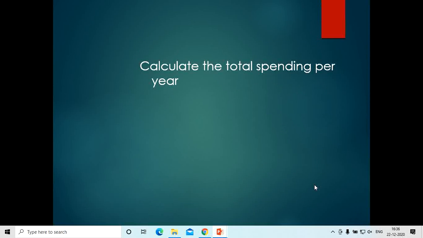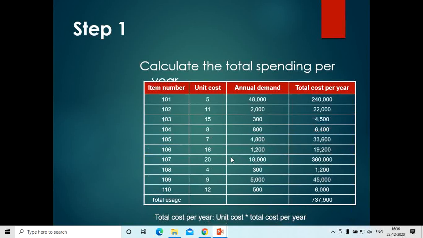So let us now go for step number 1. Step number 1 is to calculate the total expenditure per year. How do we get the total expenditure per year? We know the formula: unit cost multiplied by annual demand, that is nothing but your total cost per year. Okay, so let us now do it.